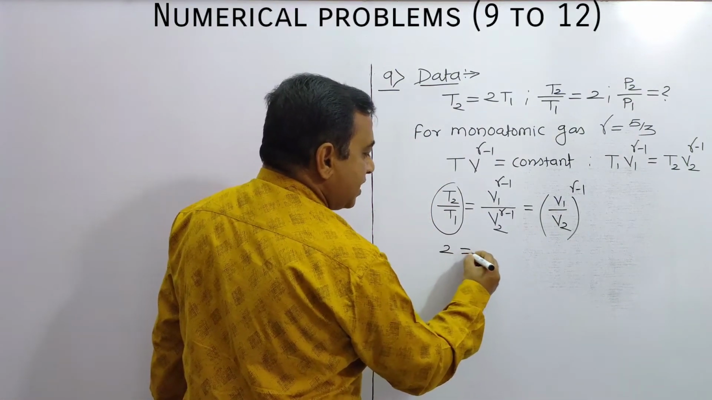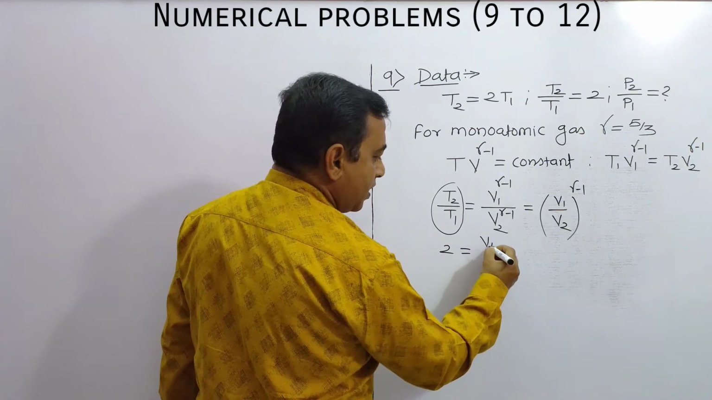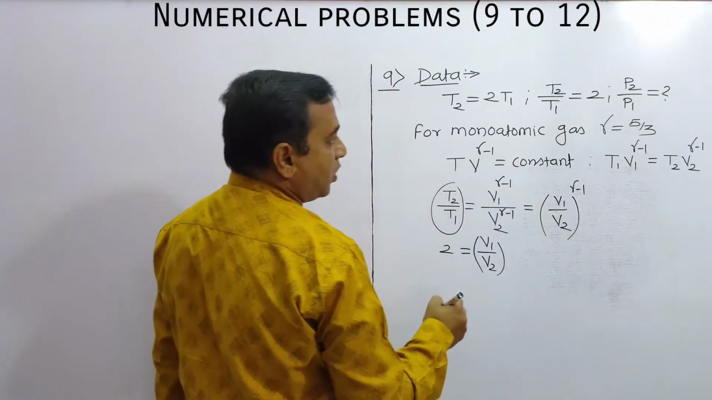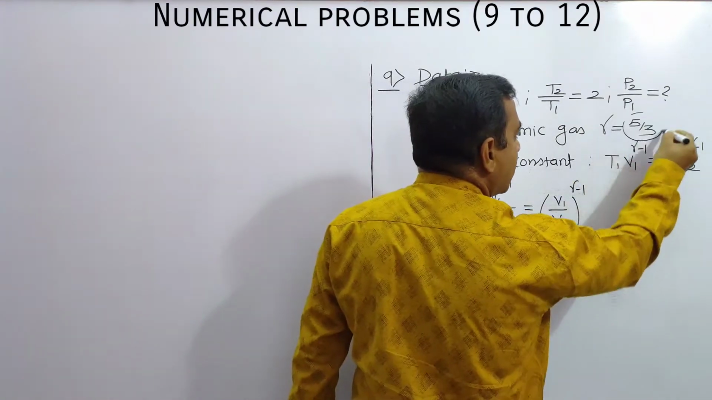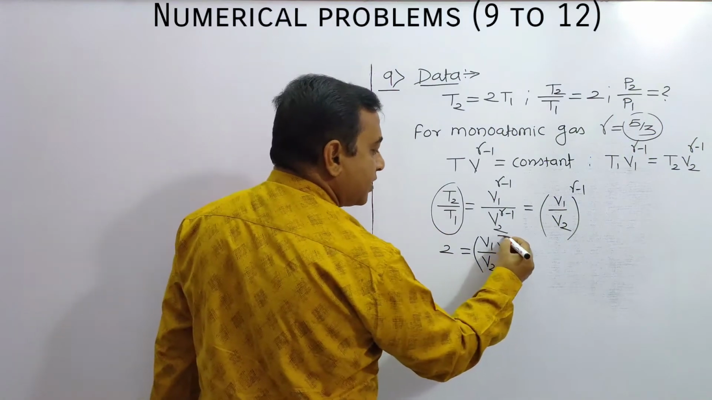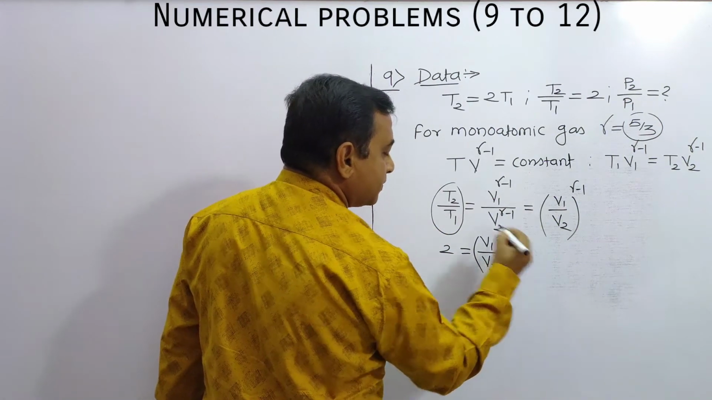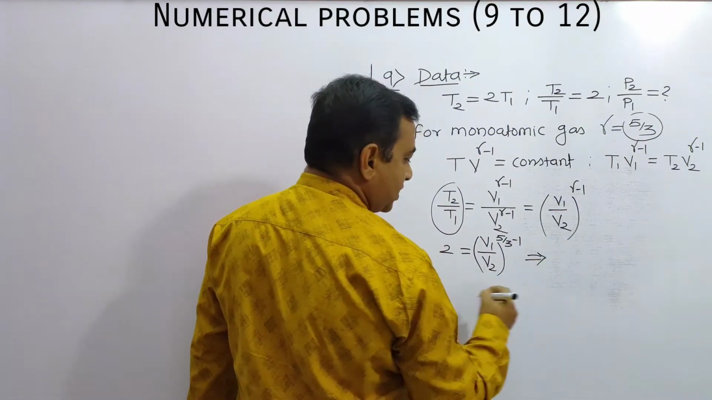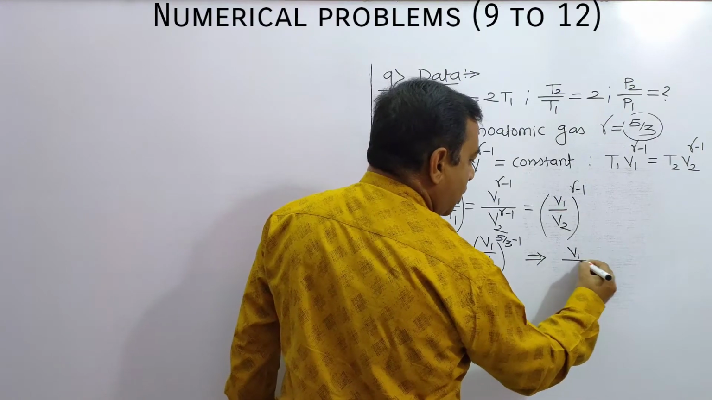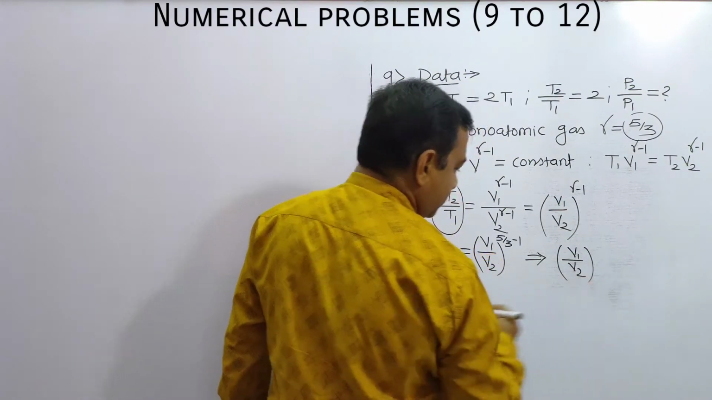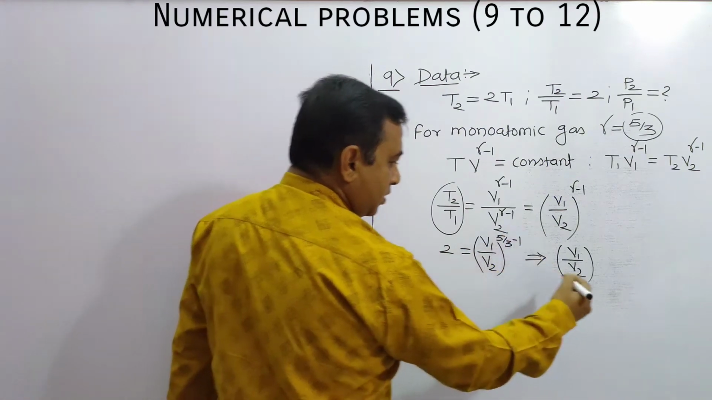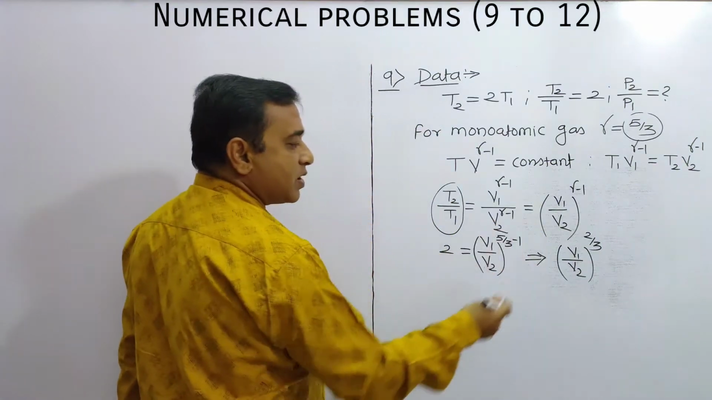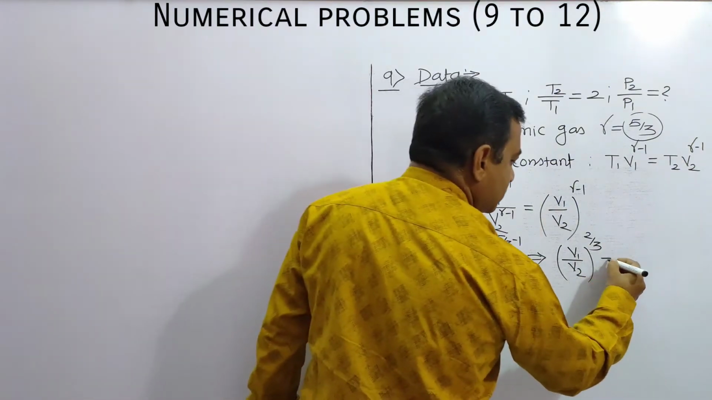So 2 is equal to V1 upon V2 raised to power gamma minus 1, but already we know that gamma is equal to 5 by 3. So 5 by 3 minus 1 comes out to be how much? The further step is V1 upon V2 raised to power 2 by 3, as 5 by 3 minus 1 is equal to 2 by 3, which is equal to 2.